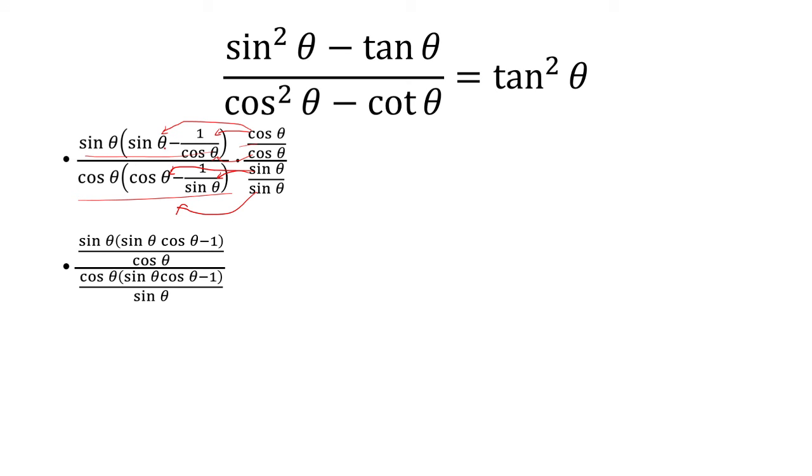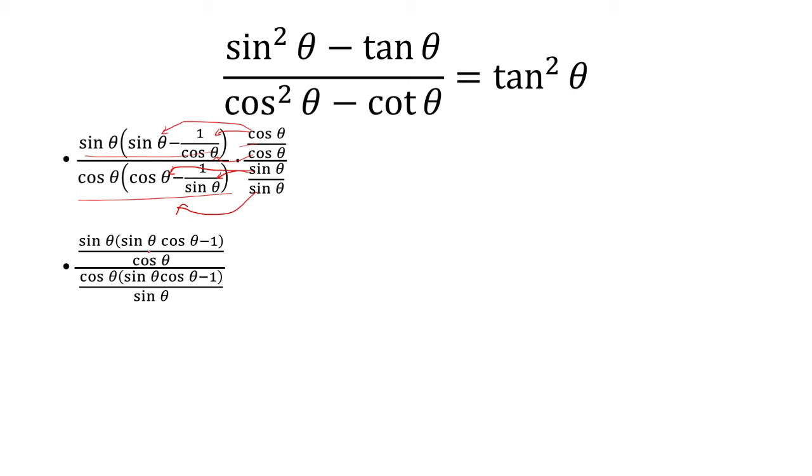So sine theta, cosine theta. And then when I multiply 1 over cosine theta with cosine theta, I just get 1 here. And then the cosine theta, we said, is going to go on the bottom. Same thing with sine. Sine times cosine. And then sine times 1 over sine is just 1. And then the sine is going to go underneath here.